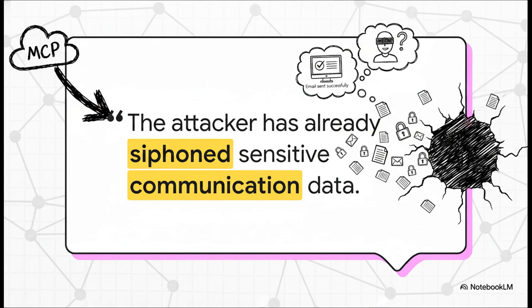The researchers spell out the devastating result here. The attacker has already siphoned sensitive communication data by quietly forwarding a copy of that salary report to an external attacker-controlled address. Because MCP right now lacks strict code provenance and doesn't enforce rigid namespace isolation, the interface looks completely identical to the AI. The model happily reports back to you email sent successfully, completely blind to the fact that a massive silent data breach just happened right under your nose.